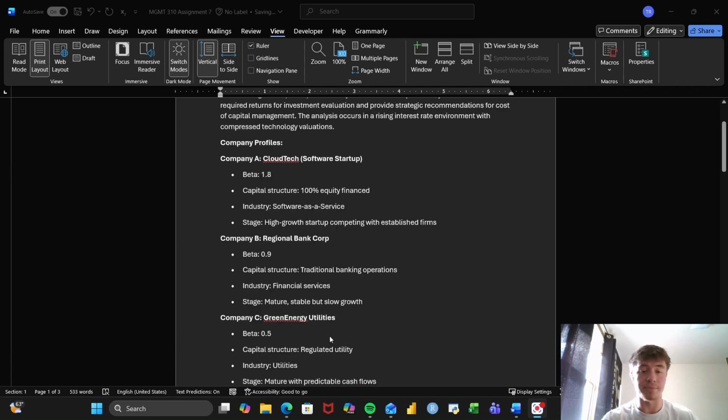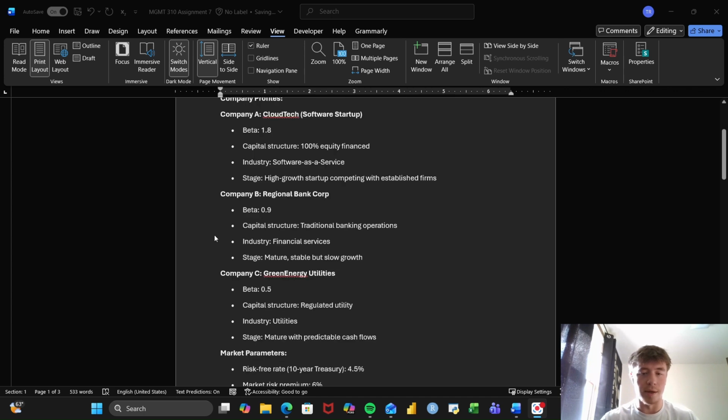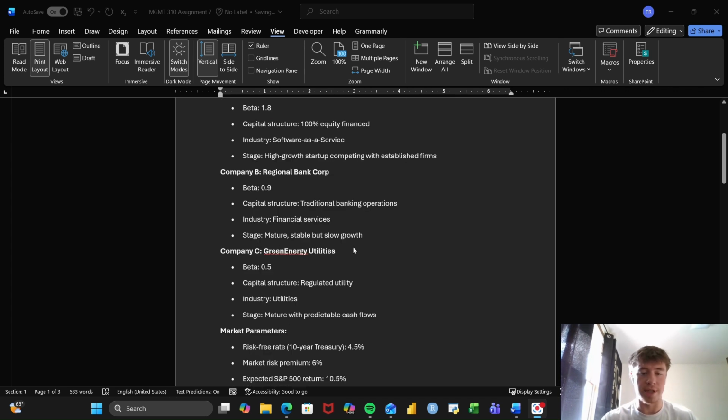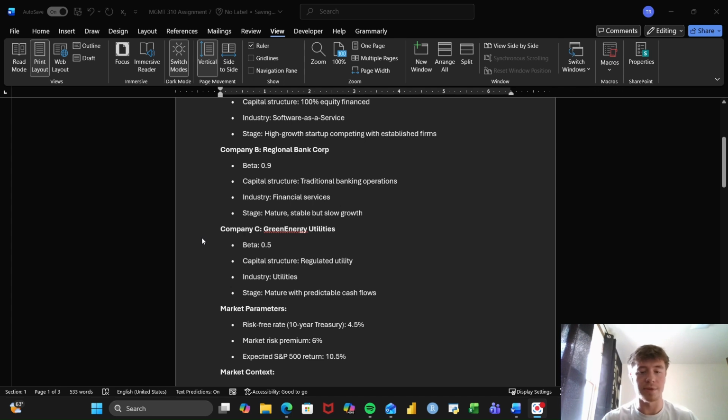The second company is Regional Bank Corp. So it is a bank, a financial institution, and that is why it has a beta of 1. Due to it being a financial institution, it is pretty stable, so it's going to move up and down with the market. It almost is equal to the market average, and so it'll move pretty close to it. And then, as you can see, mature and stable, but it doesn't have the highest growth.